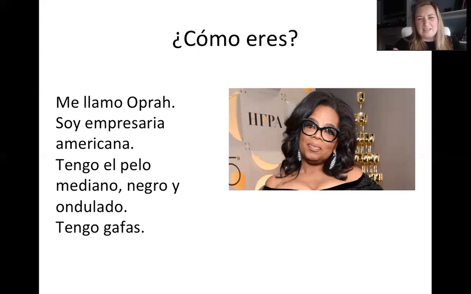And it gave you the word magnate, I suppose we would maybe say, magnate. But I thought that empresaria is more of an entrepreneur or a businesswoman, and I thought that was a better word for Oprah, so I chose that one. So empresaria literally means businesswoman, entrepreneur, something like that, magnate. So I'm an American businesswoman or entrepreneur. Tengo el pelo mediano, so mid-length, yeah. Negro, black, y ondulado, wavy. Tengo gafas. I've got glasses as well.